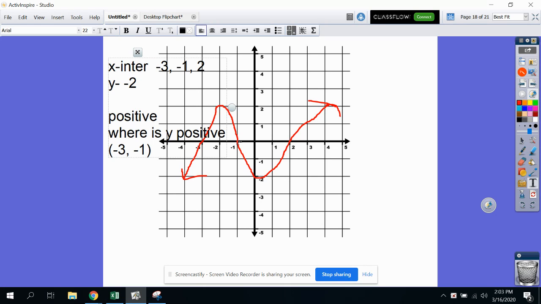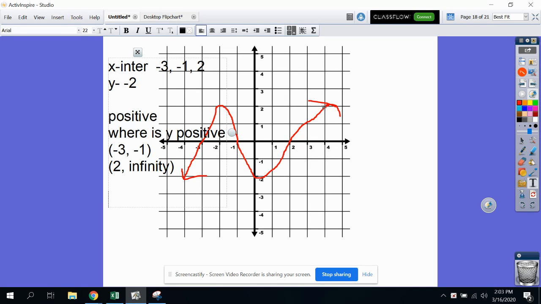Now there's 2 places where this one is positive, because right here again, not positive, not positive, and switch. Switches right here and becomes positive again at 2. And since that's an arrow, it remains positive forever, so to infinity and beyond.